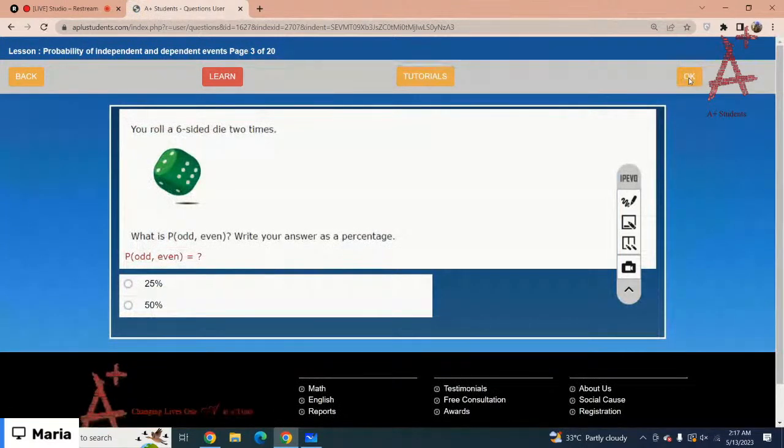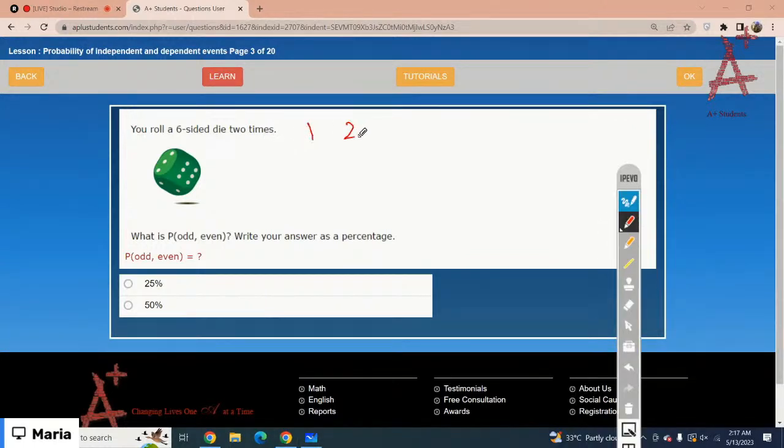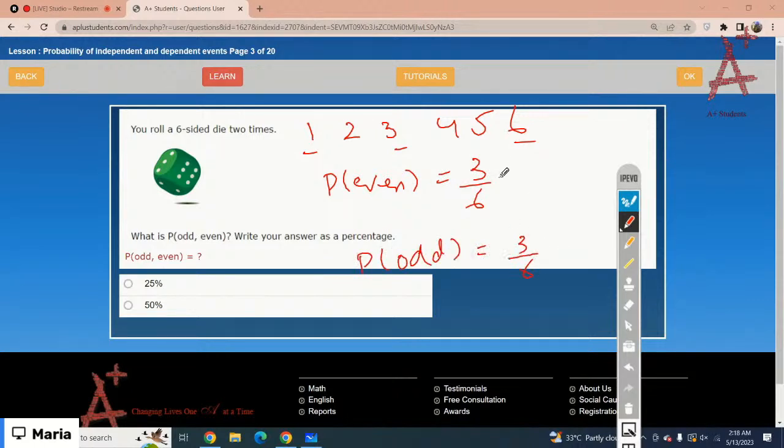Okay, the next one: you roll a six-sided die 2 times. What is the probability of odd and even, which is the correct option? See, you have 6 numbers on the die: 1, 2, 3, 4, 5, 6. 3 of them are even and 3 of them are odd. So the probability of even would be 3 over 6, and the probability of odd is exactly the same, 3 over 6. It would be 1 over 2, 1 over 2.